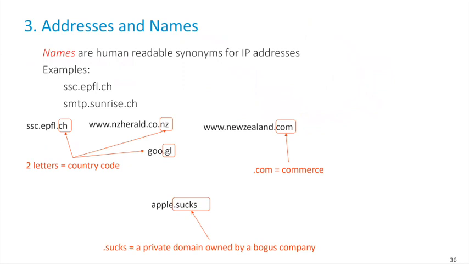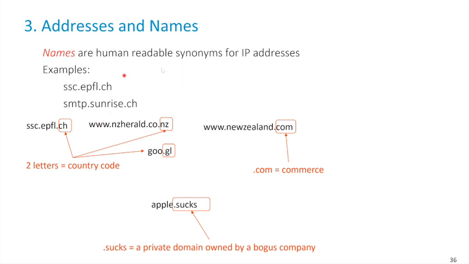Now let's move on to another related topic: names. When we connect to systems, very often we use names instead of addresses. Names were originally defined as human-readable synonyms for IP addresses and other things, but in our context, this is what they are used for. For example, if I use ssc.epfl.ch to go to this machine, or if I go to a web server, I typically don't give the IP address of the web server, but a name.